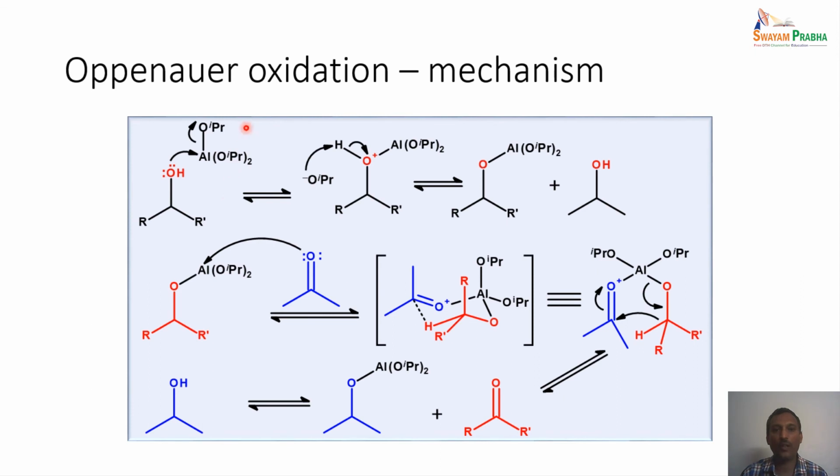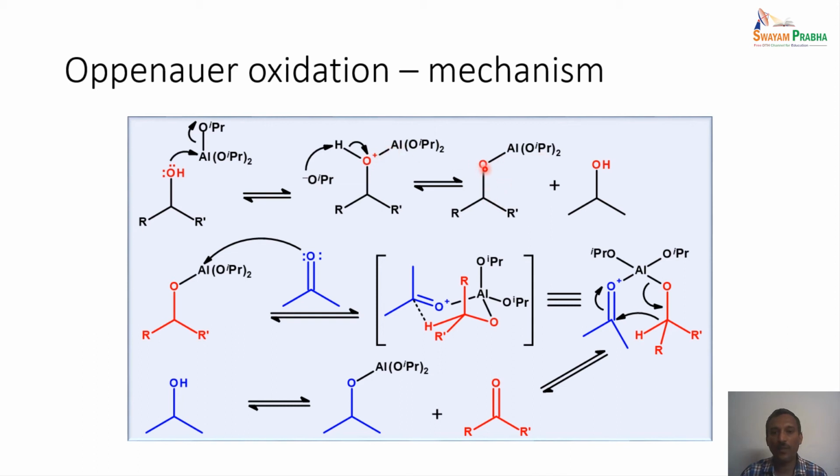If you look at the Oppenauer oxidation mechanism, the oxygen has a lone pair of electrons. Aluminium is electron deficient because this is a Lewis acid. So this lone pair of electrons is shifted towards the aluminium with the concomitant removal of the isopropyl oxide. This leads to the formation of isopropanol. The isopropyl oxide anion abstracts a proton because we have a hydrogen on this oxygen, so this hydrogen is abstracted to form isopropanol as one of the side products in this reaction. Now the oxygen and aluminium form a bond.